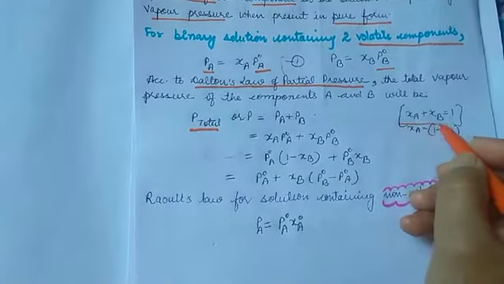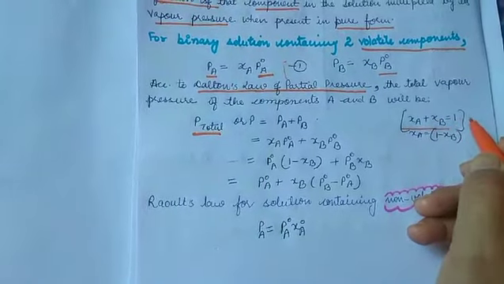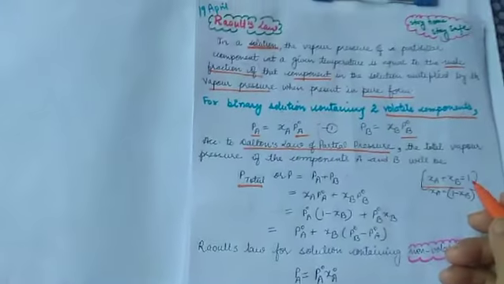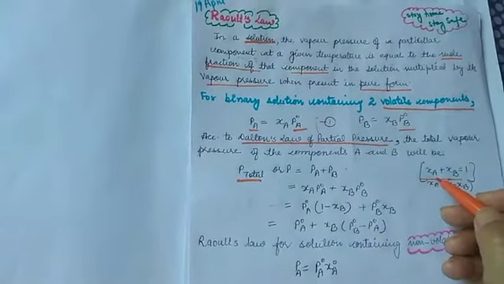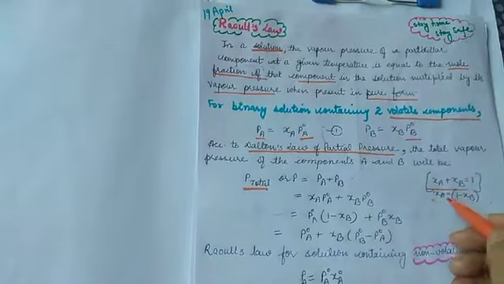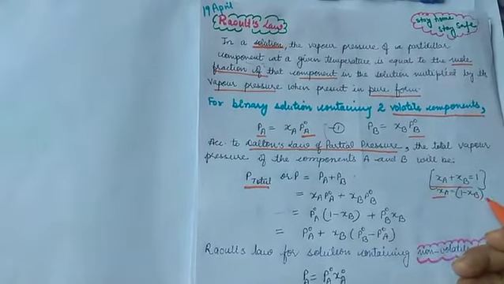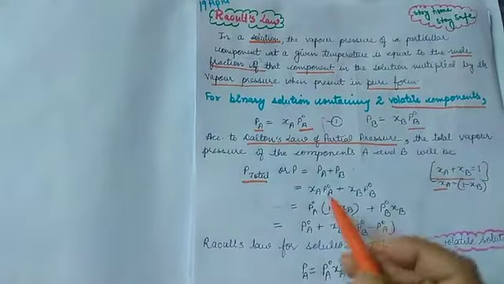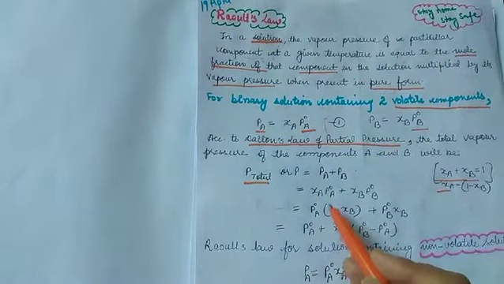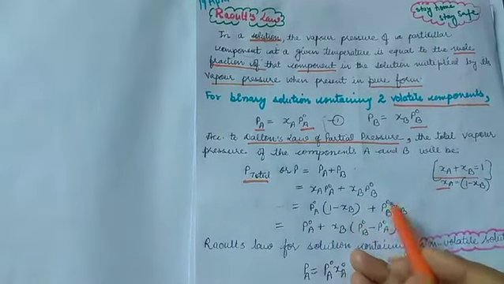The mole fraction of both the components together is equal to 1. This is the relation between the two mole fractions: XA plus XB is equal to 1. So from here, XA is equal to 1 minus XB. Now putting the value of XA here, we will get (1 minus XB) P naught A plus P naught B XB.